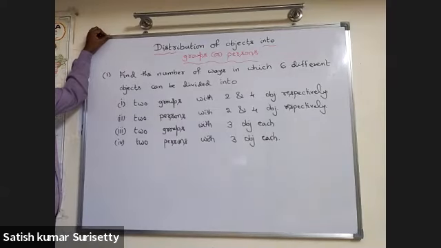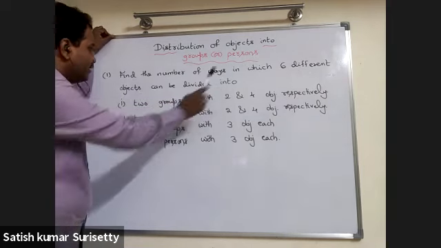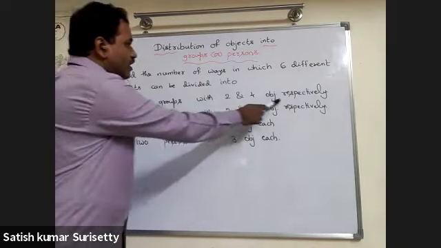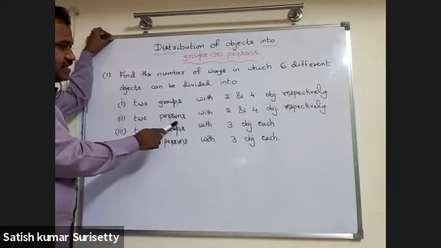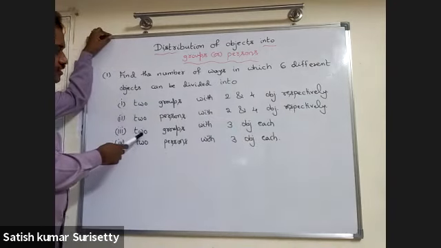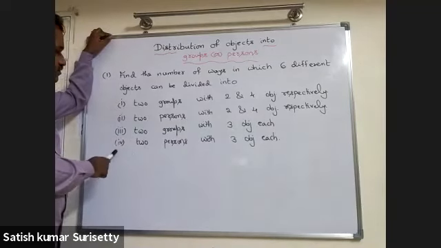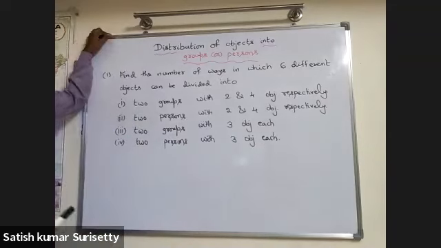Distribution of objects into groups or persons. Find the number of ways in which 6 different objects can be divided into: first bit, 2 groups with 2 and 4 objects respectively. Second bit, two persons with 2 and 4 objects respectively. Third bit, two groups with 3 objects each. Fourth bit, two persons with 3 objects each.